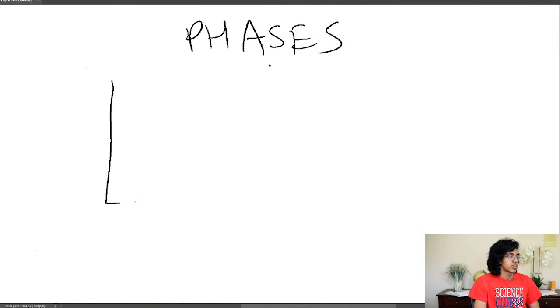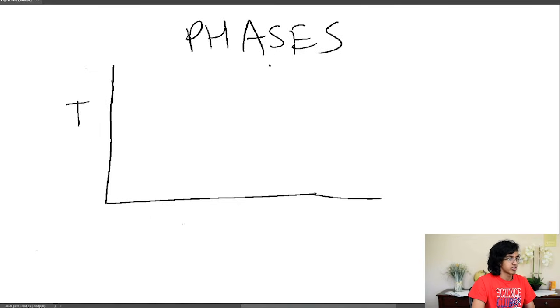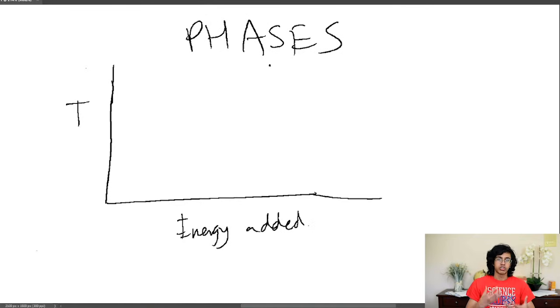The easiest way to represent this is on something called a phase change diagram. On the y-axis you have temperature, and on the x-axis you have energy added. So let's say we start with a solid. As we add energy to it, the energy gets put into the molecules, and the molecules vibrate faster. Since temperature is a measure of the speed of the molecules, your temperature is going to increase as you add more energy.